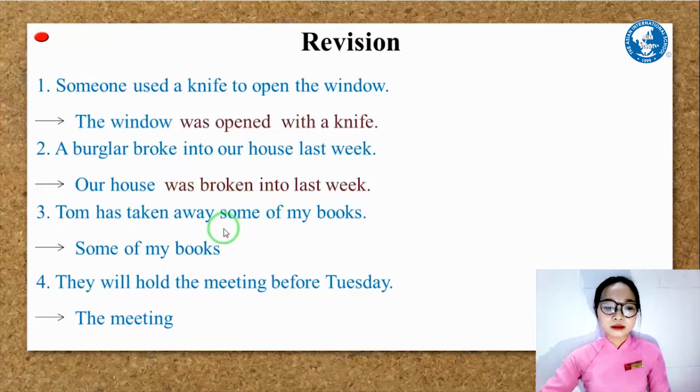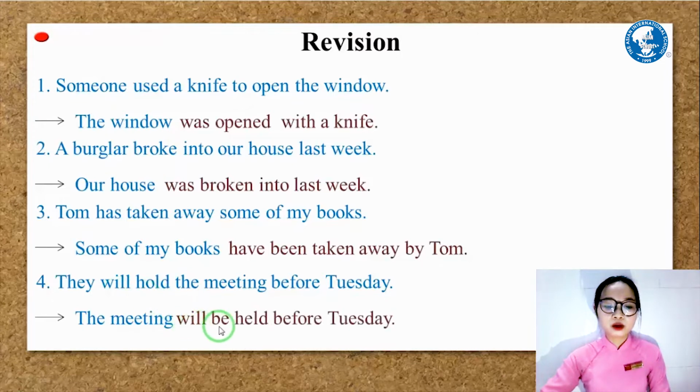And in sentence number 3, the main verb is take away, and the tense is present perfect. So we have been taken away. Take away in past participle form and be in present perfect tense. And followed by an object, by Tom. Sentence number 4, the main verb is hold, and the tense is future tense. So we have will be held. Hold in past participle form and be in future simple tense. Will be held before Tuesday.